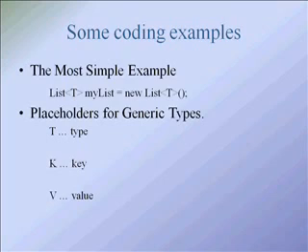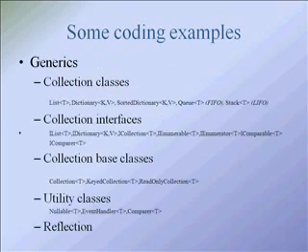Also, generics contain placeholders for such types. For type we can use capital T, for key in generics we can use K, and for value we can use V as a placeholder. So T, K, V can be used as placeholders for type, key and value in generics. Then also generics contain collection classes.